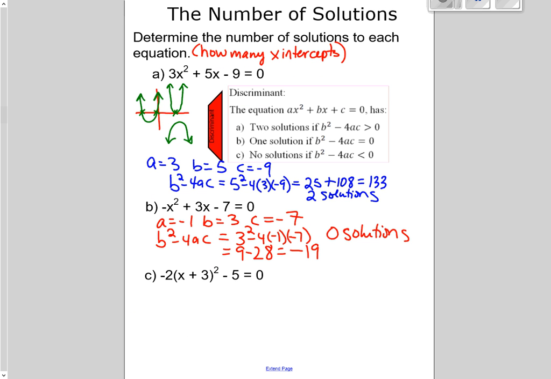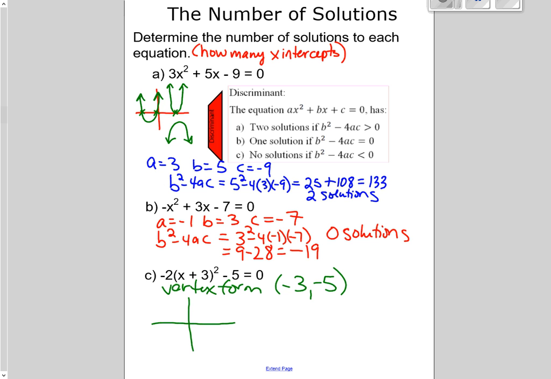negative 2x plus 3 squared minus 5 equals 0. You could expand this whole thing out because it is not in standard form, so we don't know our a, b, and our c. So you could definitely expand this whole thing out, collect your like terms, get it in standard form, then put it into your discriminant. But we can be smart about this and recognize this is actually in vertex form. And we like vertex form because it tells us exactly where the vertex is.